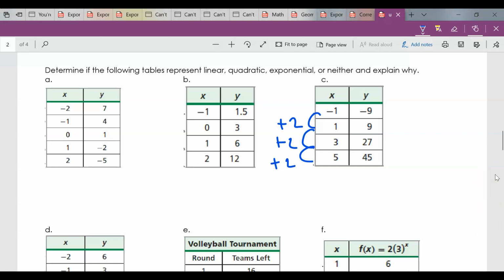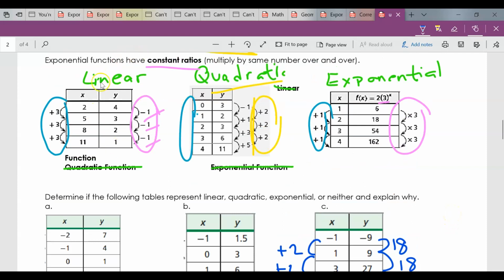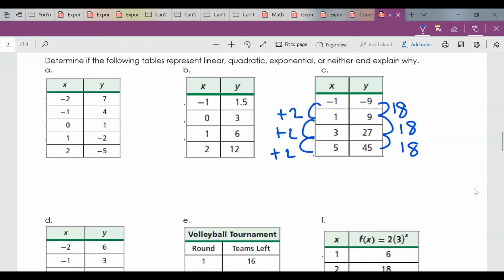On the other side, I'm going to check and see how much they're growing by. So from -9 to 9, I'm going to go up 18. From 9 to 27, I go up 18 again. From 27 to 45, I go up 18 again. It says it's going at a constant rate. I added the same amount every time. That would be a linear function.